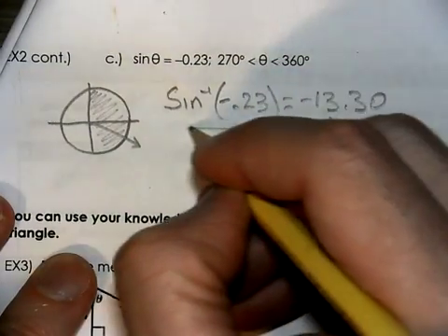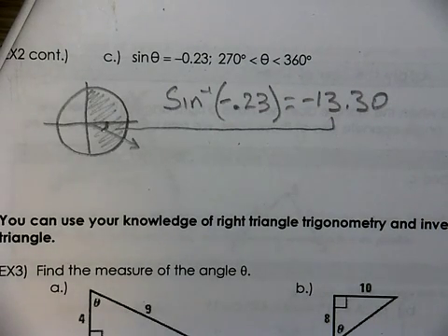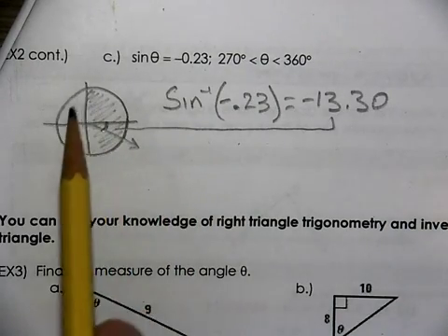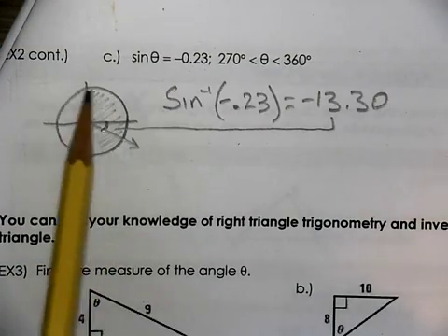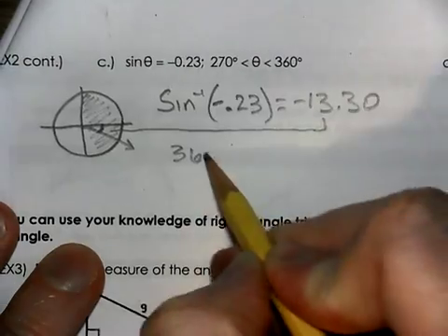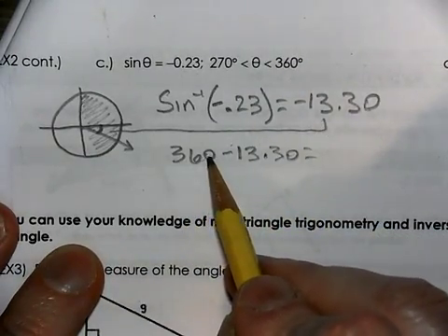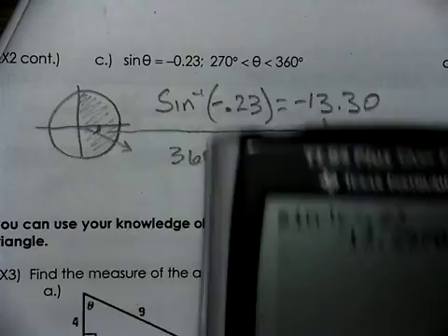So that would be this angle right here. That's the spot where sine is negative 0.23. The value of the y would be down 0.23. Now, if we're supposed to give a final answer that is between 270 and 360, how can we figure out what that value would be? Well, it would be the full 360, not counting this 13.3. So 360 minus 13.30 would give us 156, or actually 346, sorry.